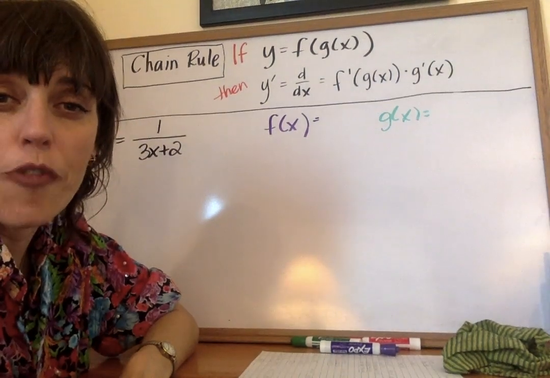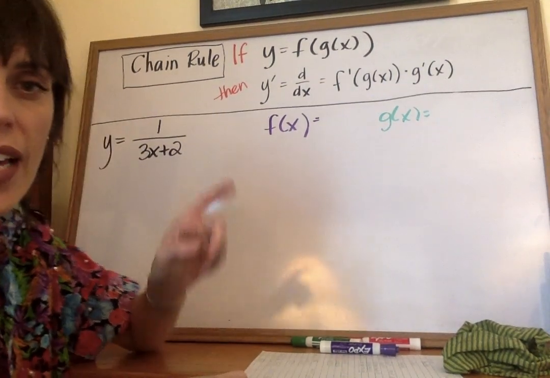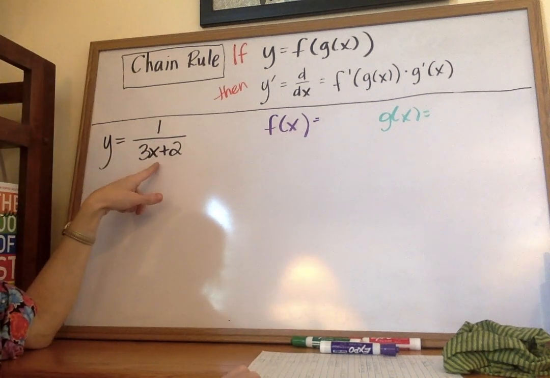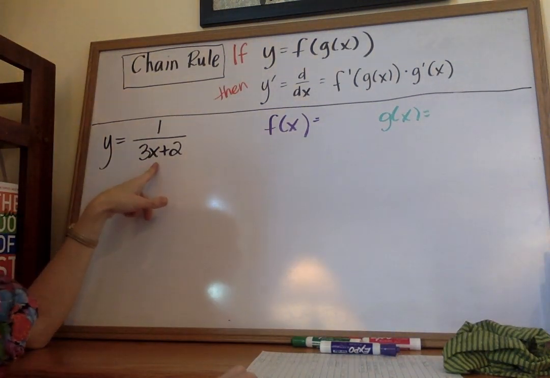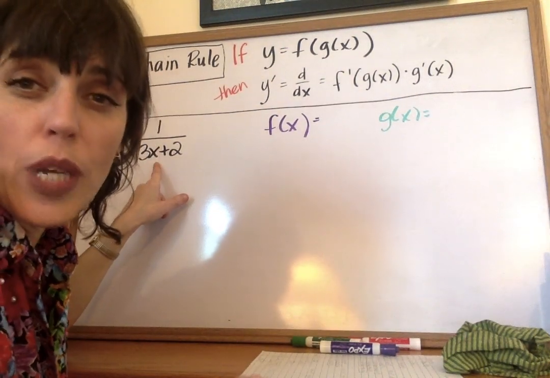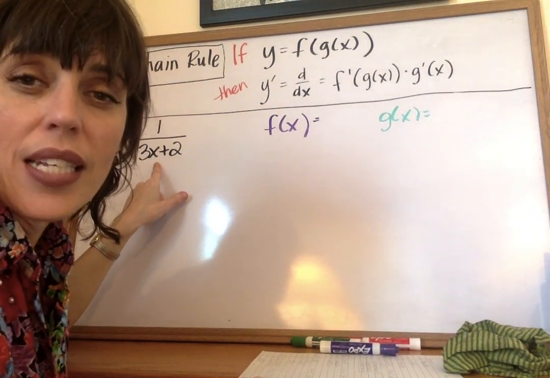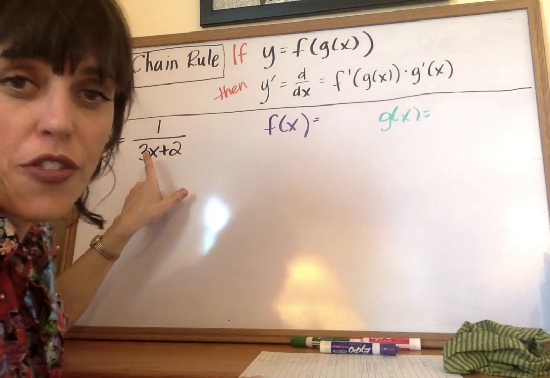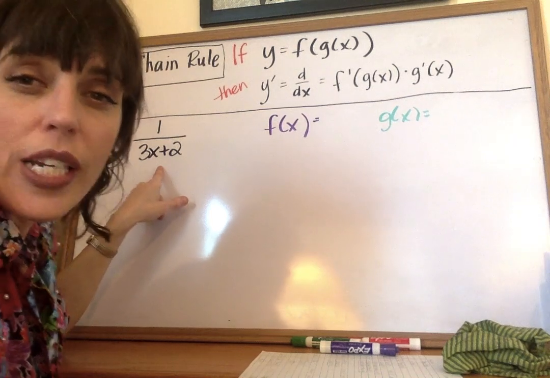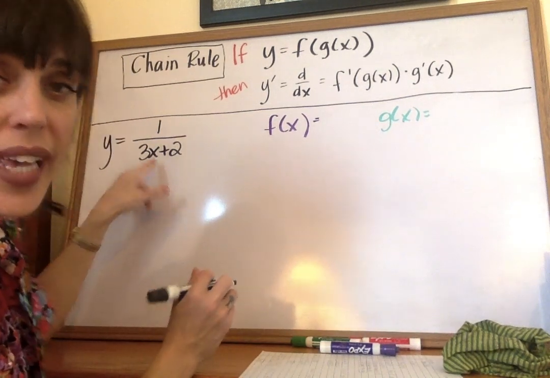All right, last example for me today of chain rule, and our function, this last example, is y is equal to 1 over 3x plus 2. So again, like the last example, the first thing I'm going to do is rewrite this function so that it is an exponential function. And if 3x plus 2 is in the denominator of a fraction, I can rewrite this function like this.